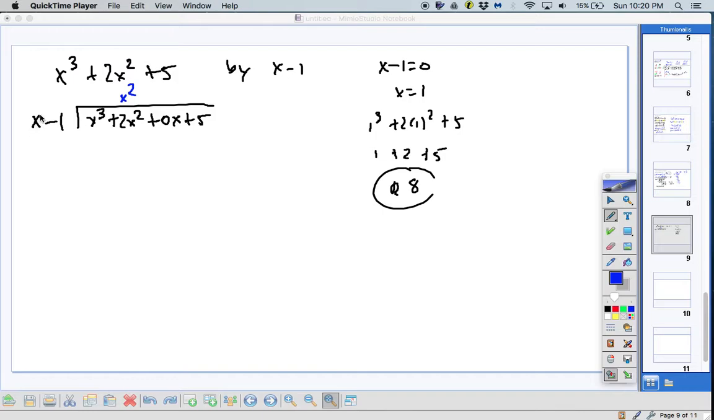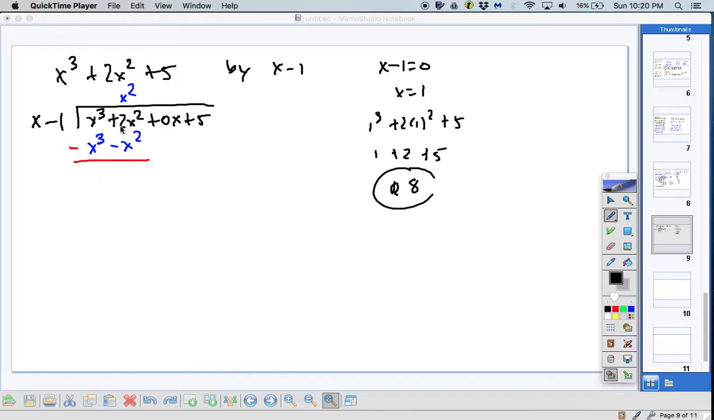Multiply it back out. X times x squared is x to the third. And then x squared times 1 is negative x squared. And then we're going to subtract from the original. So we get x to the third minus x to the third is 0. I don't need to write it because it's 0.